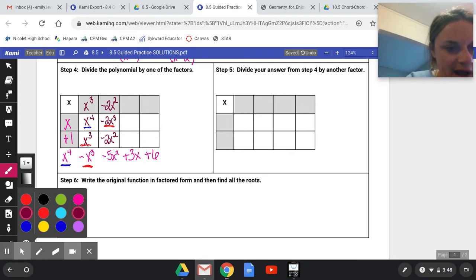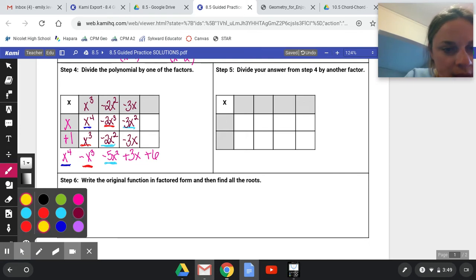Then keep working my way over. I am going to say, okay, -5x squared is the sum of -2x squared and something. What does that something have to be? Well, it has to be -3x squared. So now what times x gives me negative 3x squared? That has to be negative 3x. Multiply down, negative 3x times a positive 1 is negative 3x.